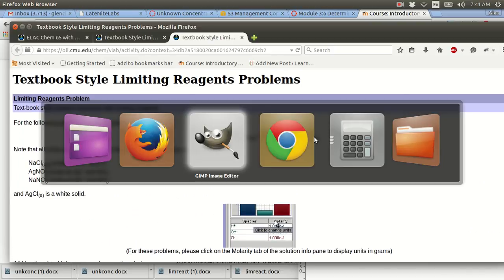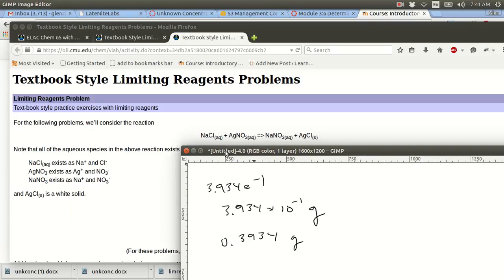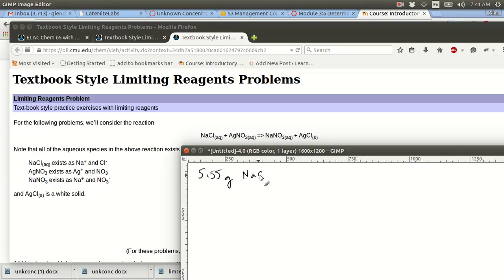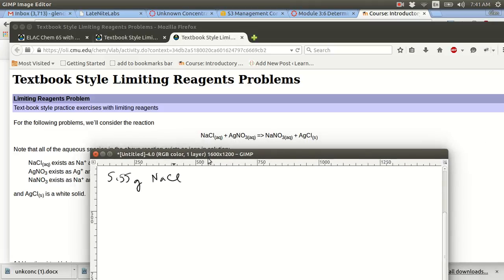Here is the chemical equation. Here's my notebook. So, 5.55 grams of sodium chloride. Remember, I'm doing 5.55. You're doing 2.00, okay? That's what you're doing. 5.55 grams of sodium chloride. How much silver nitrate do I need? Well, I'm going to use the chemical equation for this. The chemical equation is in moles, not grams. So I will now change this to moles.